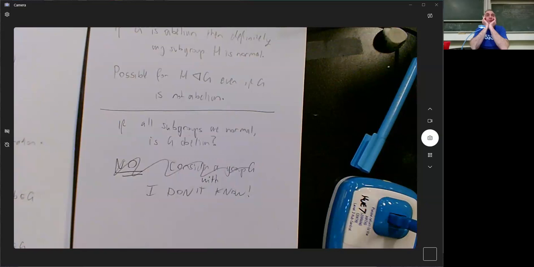I don't know. Nope, I don't know. I'm really sorry. Permutation group's not abelian, right? No, it's not true. So they tell me that if all the subgroups are normal, it can still not be abelian.